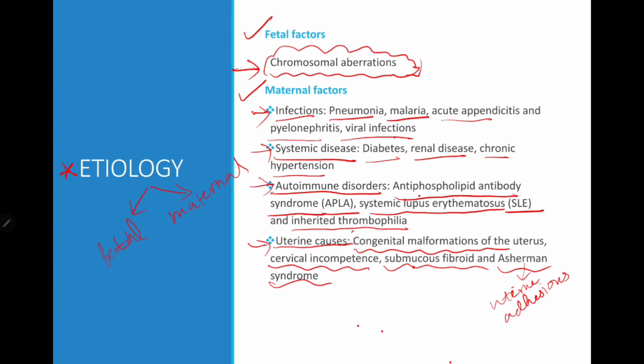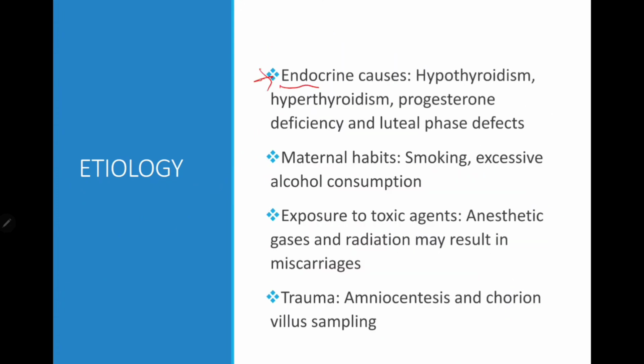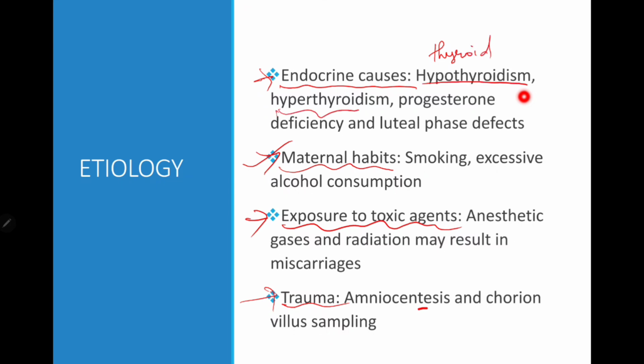Apart from these causes, in maternal factors we also have endocrine causes, maternal habits, exposure to toxic agents as well as trauma. What are the endocrine causes leading to abortion? The first is related to thyroid: hypothyroidism or hyperthyroidism. Next is progesterone deficiency, very important, and luteal phase defects. Under maternal habits, we have smoking and excessive alcohol consumption.